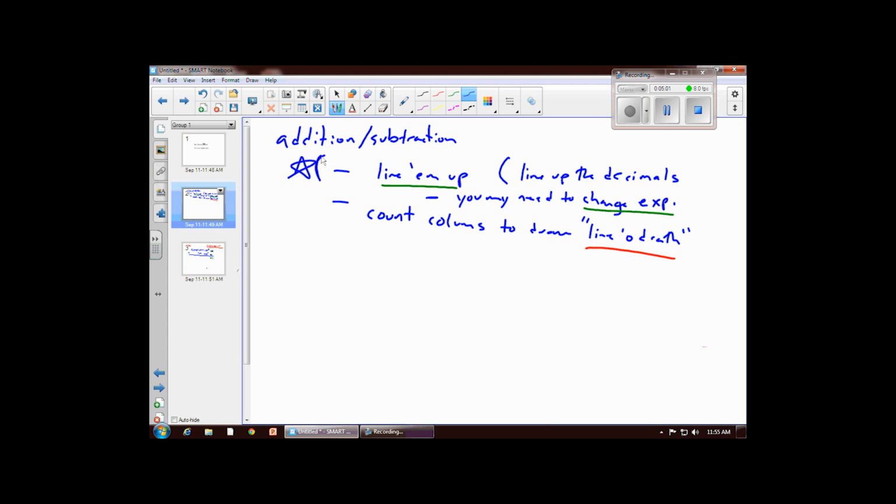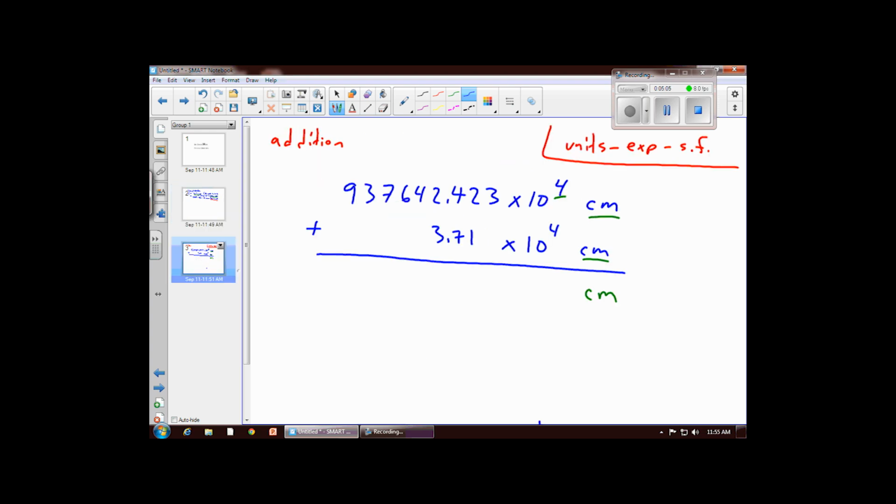Step number 2, we've got to count the columns in order to draw the line of death. And this is the trickiness of it. Don't get confused. When we did multiplication and division, wouldn't we have counted up the least number of significant figures of these two, and that would have given me my answer? You may not do that with adding and subtracting. This is where students make the biggest mistakes, is they try and use the same technique every single time.